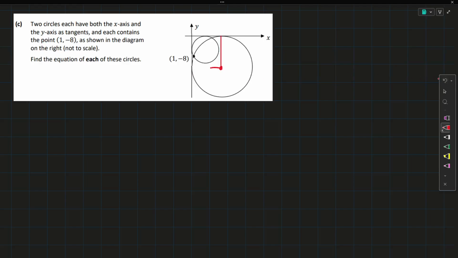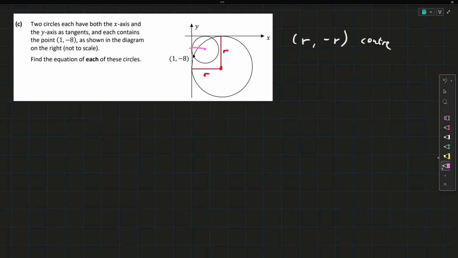So we can call this r. So these are both radii, r and r. So that might actually show you the coordinates of the center. So for example, for that big circle, what are the coordinates of the center? Well, we have r units to the right, so it's going to be r for x, and then we go r units down, so it'll be minus r. So that's the center.